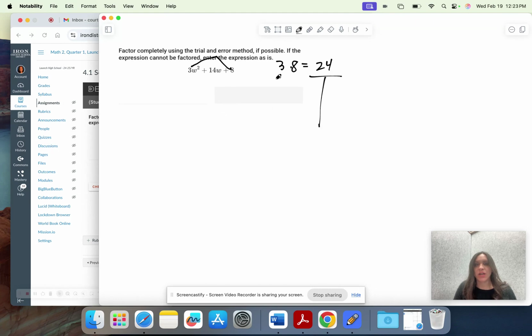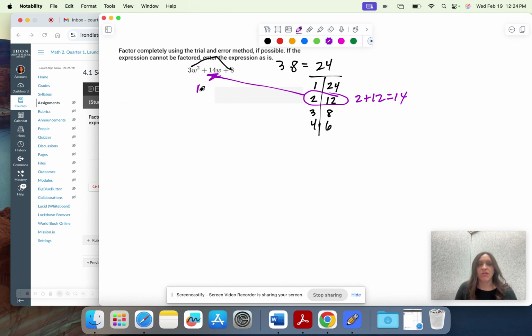And then I'm going to get all my factors of that. So think of numbers that multiply to 24. 1 times 24, 2 times 12, 3 times 8, and 4 times 6. That's all of them. 24 actually has a lot of multiples there. So we want the 2 that add or subtract to 14. So right there, 2 plus 12 is 14.